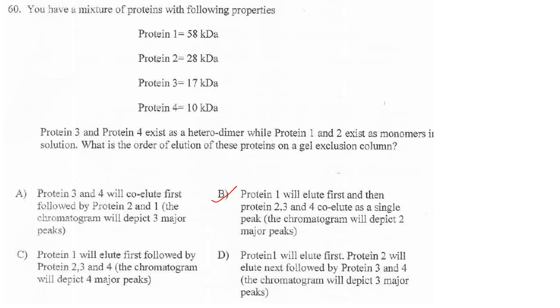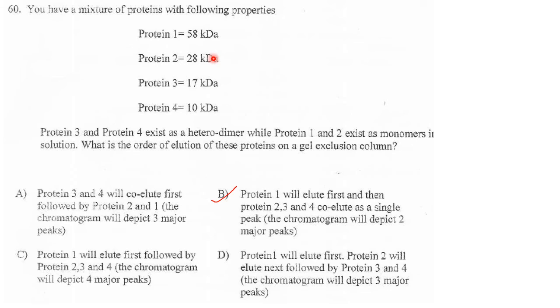Since protein 3 and 4 exist as heterodimer, while passing through the column, the dimers don't split up. They will elute in their native form, that is 28 kDa protein. So that is 18 plus 10 kDa, you will get it as 28 kDa protein. Now 28 kDa is also the molecular weight of protein 2. So protein 2, 3 and 4 will co-elute as a single peak, and you will get two peaks on the chromatogram corresponding to protein 1 and co-eluted protein 2, 3 and 4.